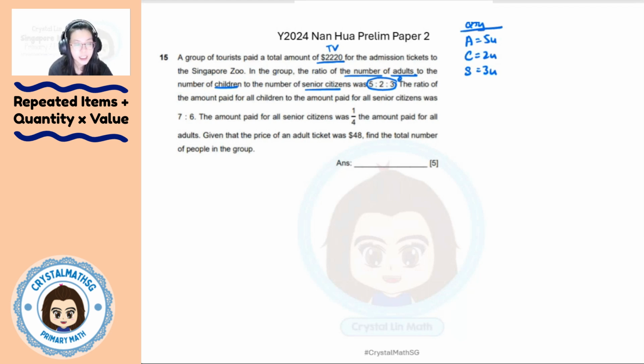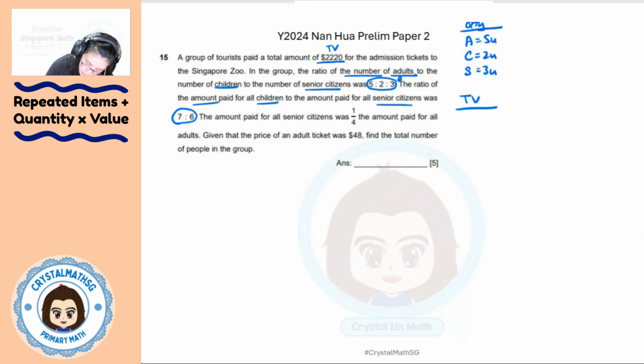Then the second part of the question goes like this: the ratio of the amount paid for all the children to the amount paid for all the senior citizens. So now they become amount paid. Children to senior citizen is 7:6. So the first ratio, or the first relationship given to us, was on quantity. The next one here, we went back to total value.